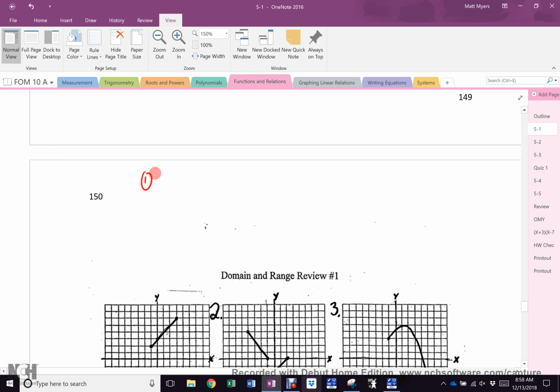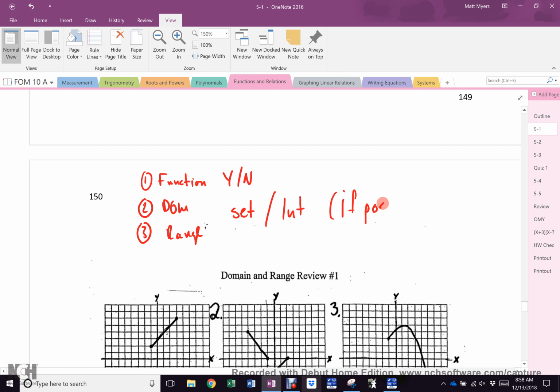3 things. 1, function. Yes or no. 2, the domain. 3, the range. In set and interval, but only if possible, because there are some graphs on here that are just dots. Everybody cool? Set or interval. So the x less than, or bracket. Everybody good?